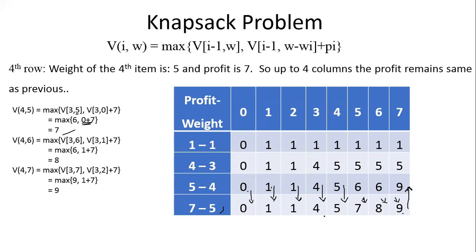So here the item 4 is included and the corresponding profit we will earn is 5. So item number x1, x2, this represents 4.